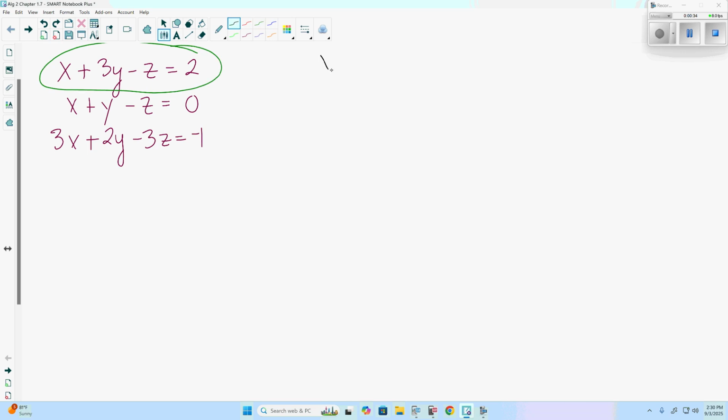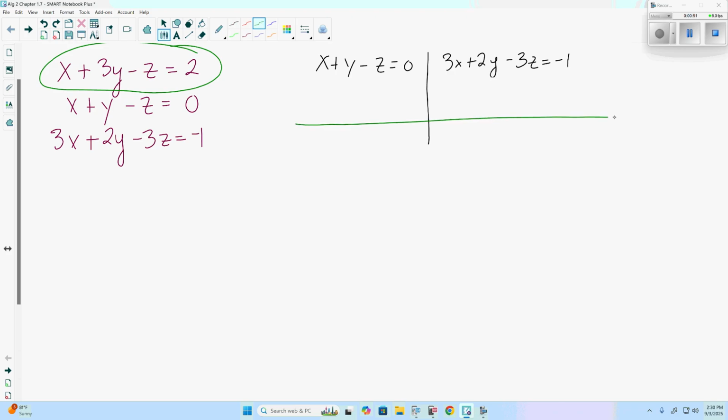So I'll write the other two out. So x plus y minus z equals 0. And our other one is 3x plus 2y minus 3z equals -1. Now, since our eliminator equation, that's not a 0, that is a 2. And the equation on the left both have one z. We don't have to do anything to them to get the z's to match up.